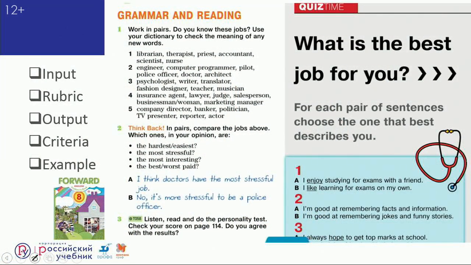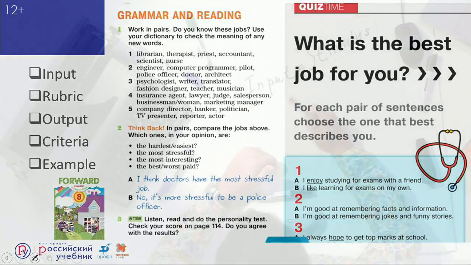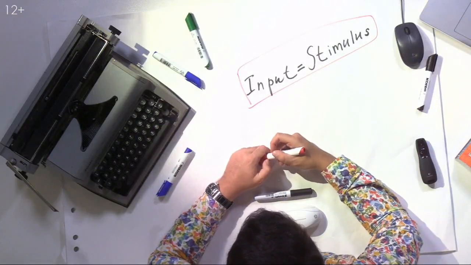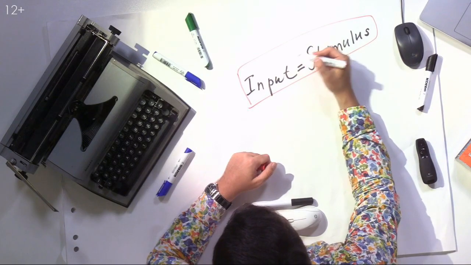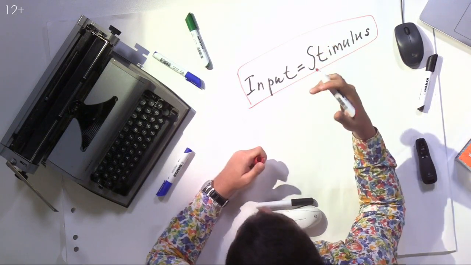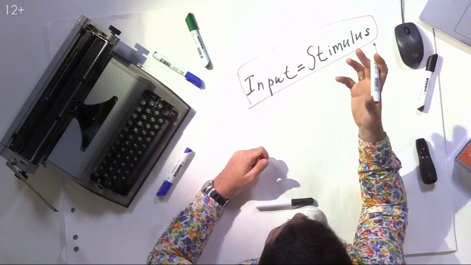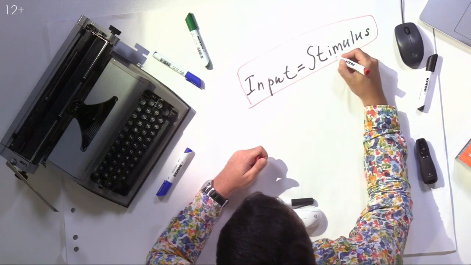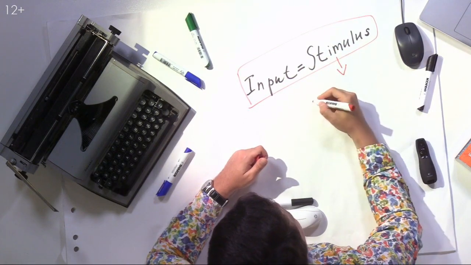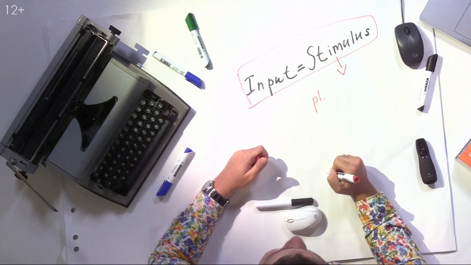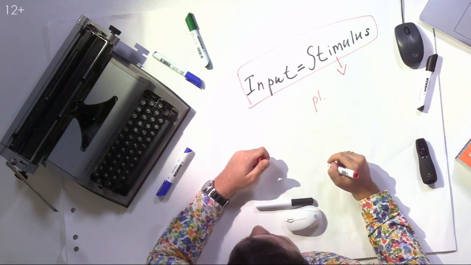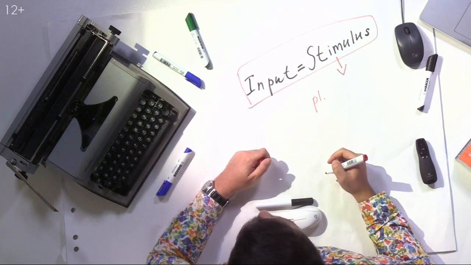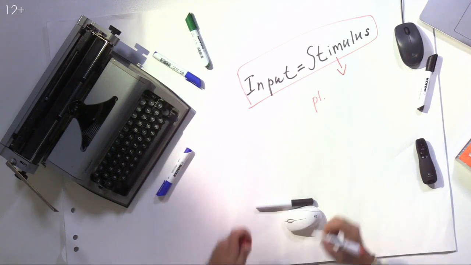Now, back to the task. Let's start with the input. The input, and in here, if we can please have the sheet of paper that I'm using. The word input is a synonym of the word stimulus. So in some of the exam tasks, for example, instead of the word input, you can have the word stimulus. And here is my challenge to you. What's the plural form of the word stimulus? So if you have already completed the task, write the plural form of the word stimulus into the chat.